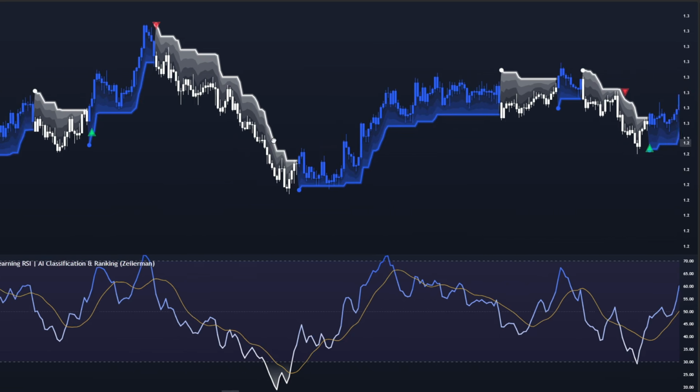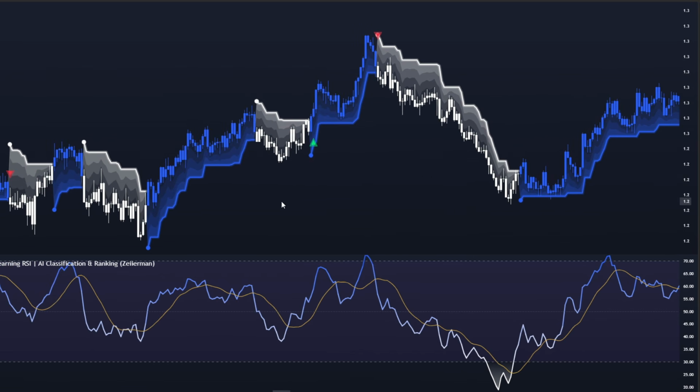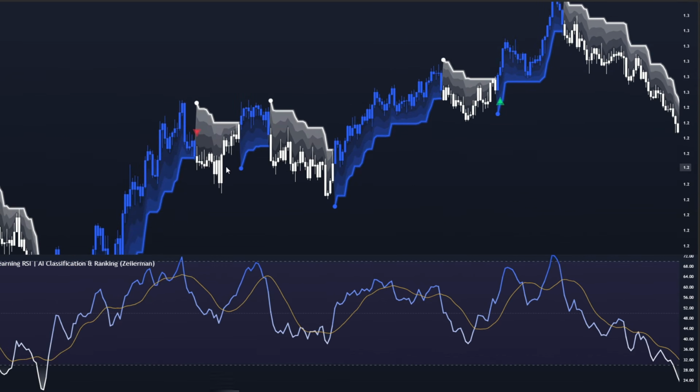This indicator also prints buy and sell signals with these triangles. A red triangle means the indicator has identified a bearish condition, so it is a sell signal. A green triangle means it has identified a bullish condition, so it is a buy signal. The accuracy of these signals is high, but of course it is not guaranteed. You can still get false signals, like this sell signal here.